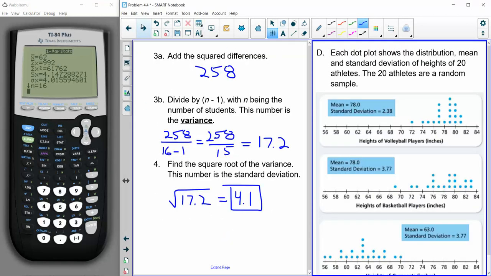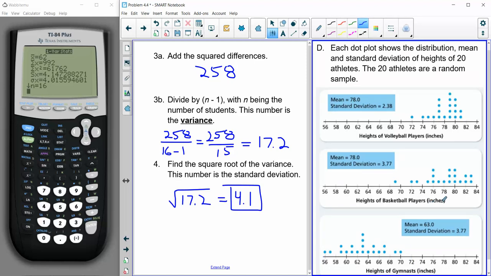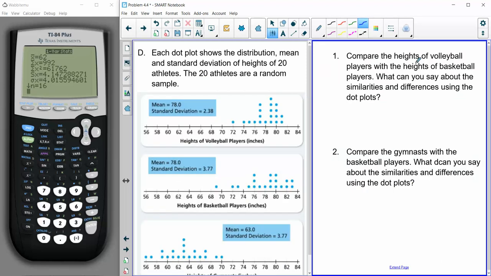All right, moving on. Each dot plot shows the distribution, mean, and standard deviation of heights of 20 athletes. The 20 athletes are a random sample of volleyball players, basketball players, and gymnasts. Interesting data. Okay. Compare the heights of volleyball players to the heights of basketball players. What can you say about the similarities and differences of the dot plots?